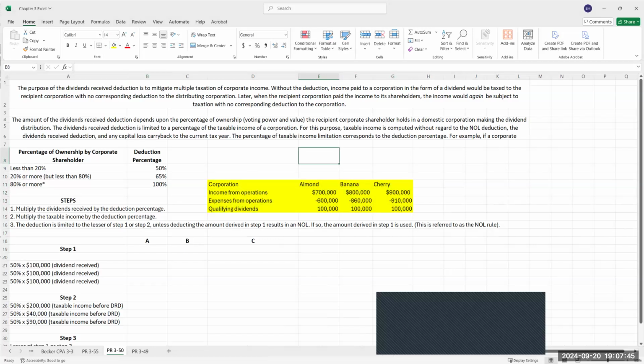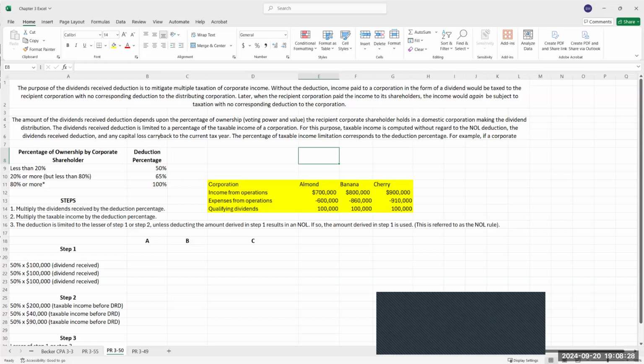So we discussed the dividends received deduction a little earlier. And as mentioned, the purpose of the dividends received deduction is basically to help mitigate multiple taxation of corporate income. Without the deduction, any income that's paid to the corporation in the form of a dividend is first and foremost taxed to the corporation. They're not allowed to take a deduction, right? And then when the corporation pays it to shareholders, the income is again reported on their tax return. They'll receive a Form 1099-DIV, and then it's subject to taxation, and there's no corresponding deduction. So again, that is one of the purposes of the dividends received deduction.